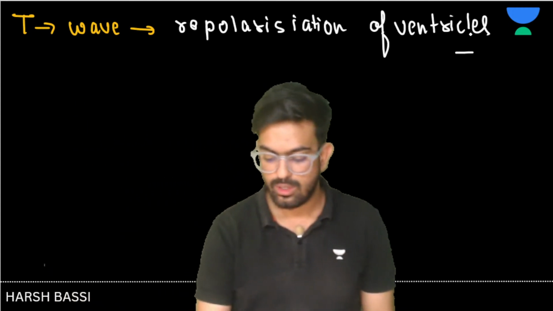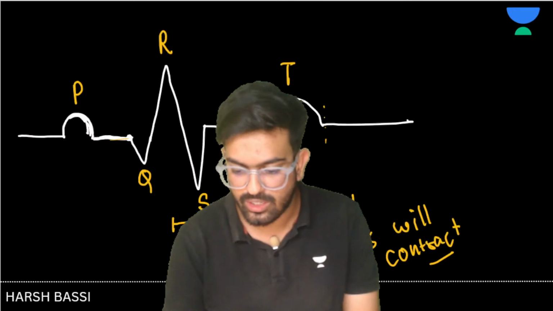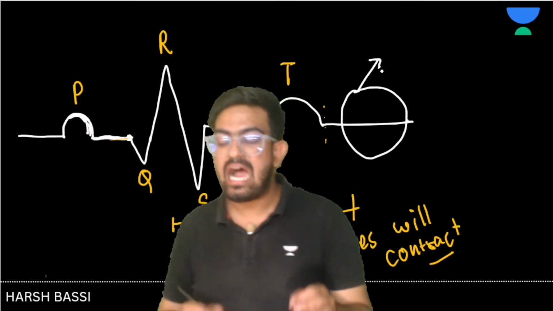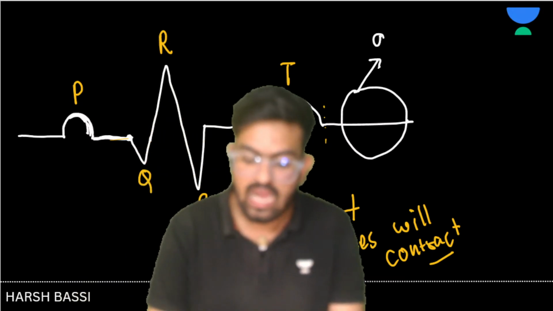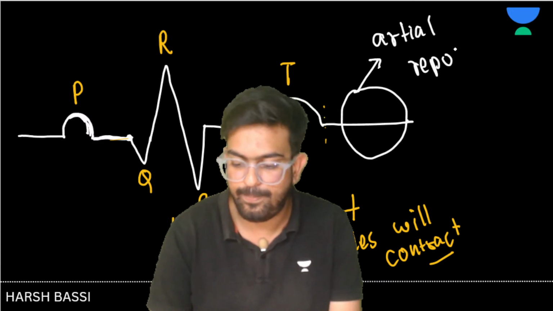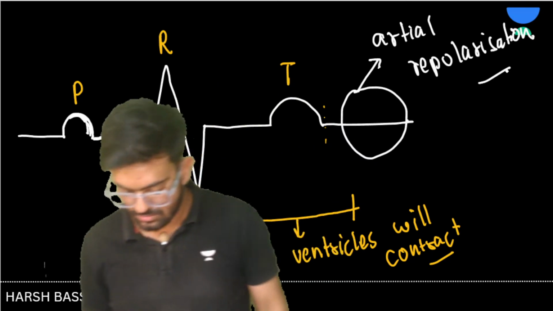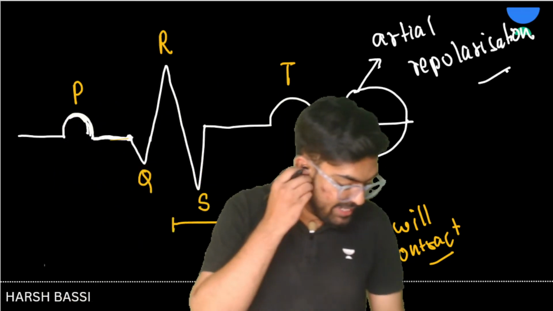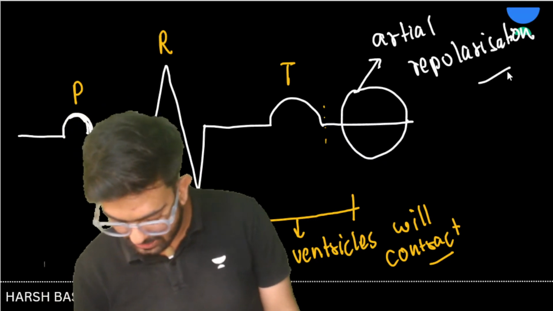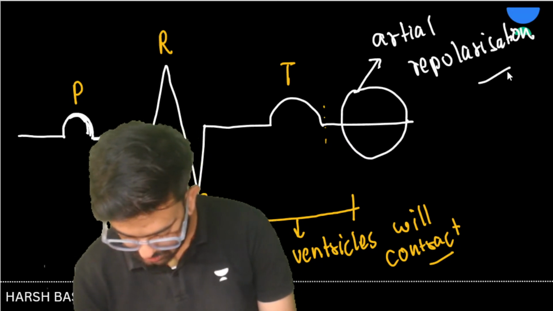Okay, chalo. And this region represents what? This region represents the atrial repolarization. Okay, atrial repolarization. Clear to everyone? Yes or no? Is that line clear, बच्चों? NCERT की वो line clear होना बहुत जरूरी है. Yes? Okay, great.